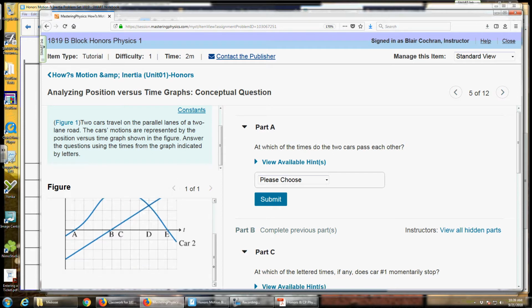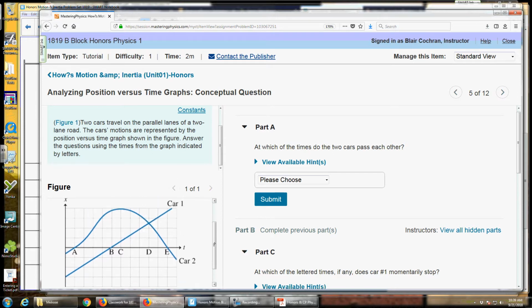Alright. Boy, I wish they had made those two different colors. But, okay. At which time do the two cars pass each other?